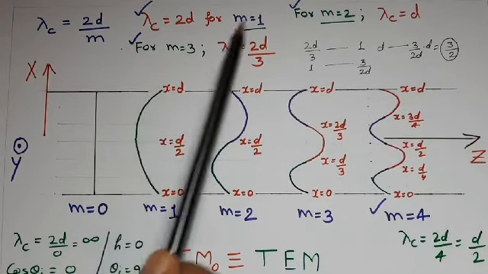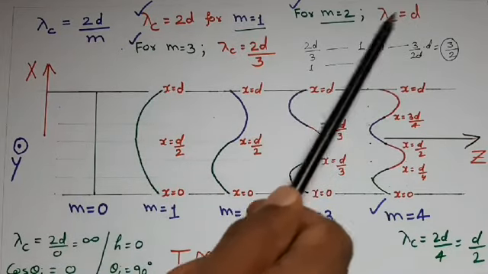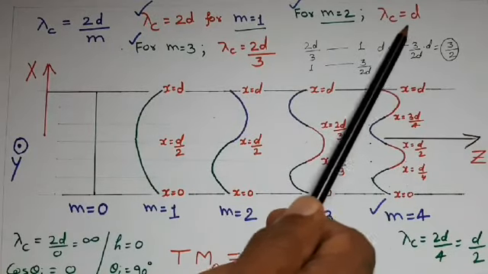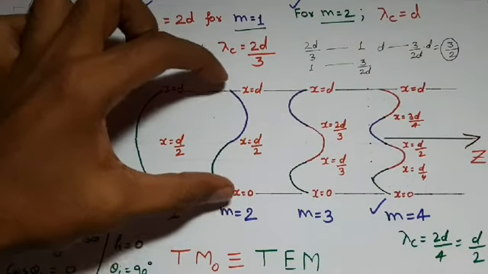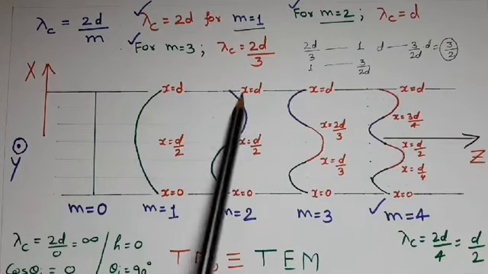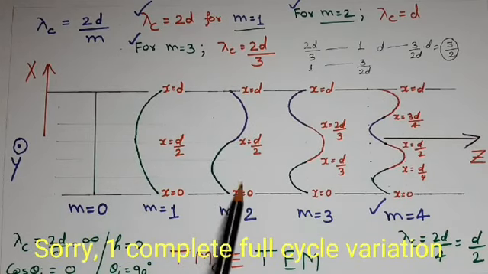If we take m equal to 2, then lambda c becomes d, because 2 and 2 cancel out. It means now the wavelength in the x direction is d. Because in our case the separation between the planes is d, in this separation one complete cycle of variation would be present, and that variation can be shown in this way.